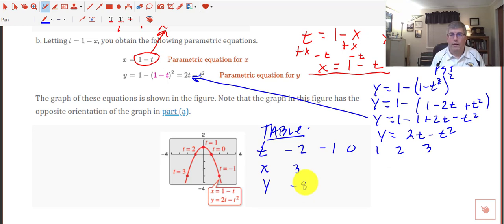When we put -1 into x, we are going to get 2. And when we put -1 into y, we will get -3. And then we put 0 into x for t, and we will get 1. And we put it into y, we get 0. And when we put 1 in, we get 0 for x and 1 for y. We put 2 in for t. To x, we get -1. We get 0 for y. And when we put 3 in for t, we get -2 for x, and we get -3 for y.